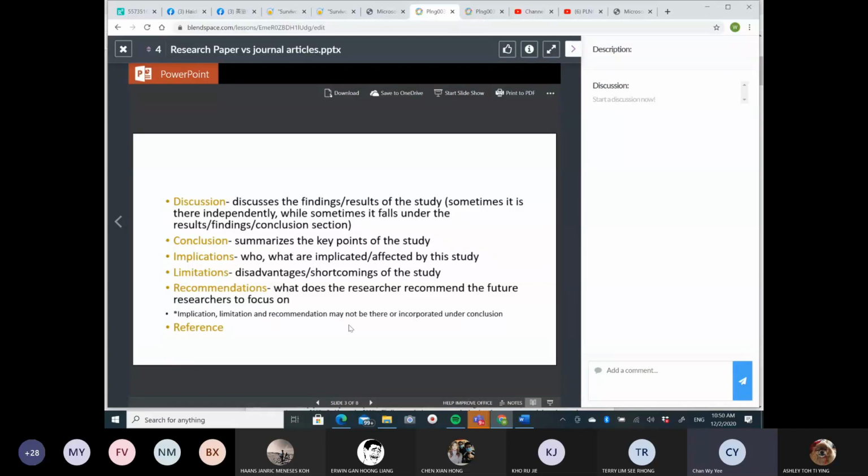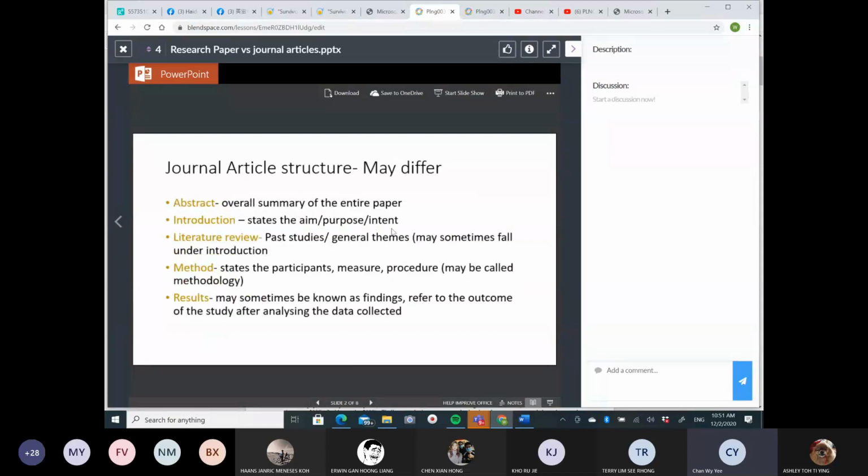Okay, sometimes it's a different section, sometimes it's incorporated. So you need to understand what each section is to actually identify them. If you don't know what each section means, you cannot identify them. Okay, and finally, this is the structure of the journal article. Like I said, it may differ. Different journal articles have different structure.